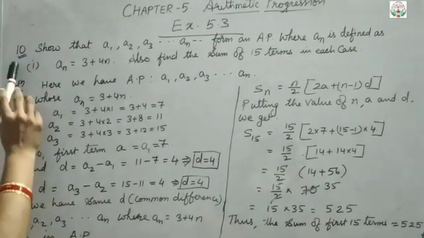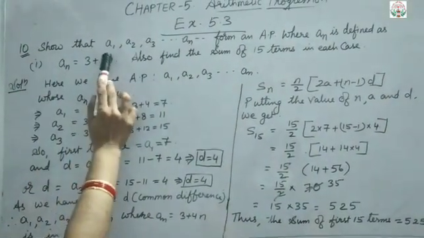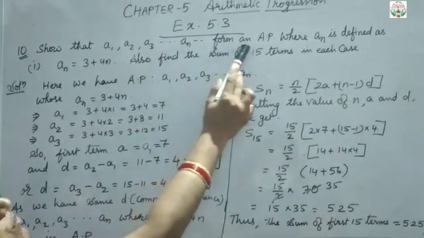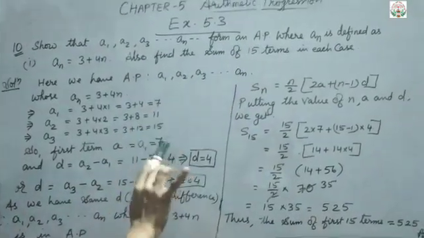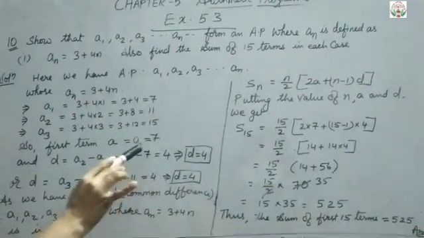Yes, now see 10th question, children. The question goes like this. Show that A1, A2, A3 dot dot dot AN forms an AP. Means it is not given that it is an AP. You have to show that it is an AP.